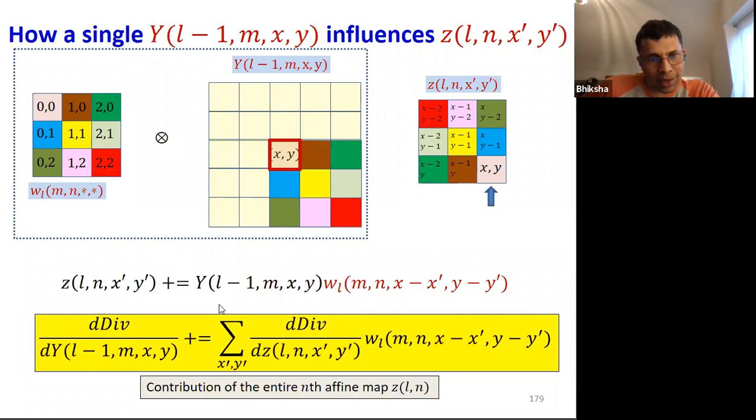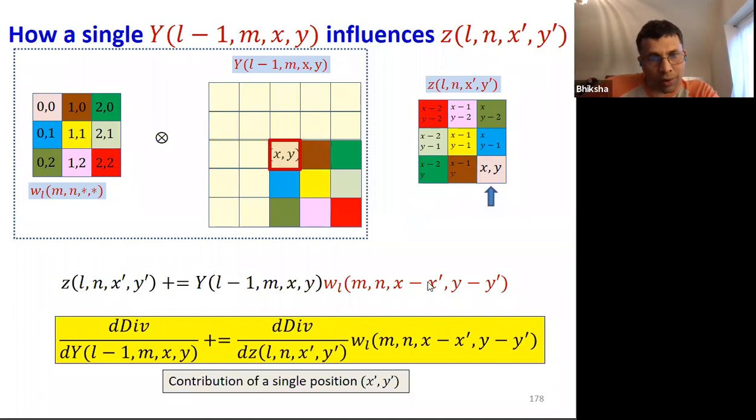And so this is the contribution of a single position, x prime, y prime of the z plane. If I want to get the contribution of a single x prime, y prime to the derivative of xy, that's just going to pick one of these. And the contribution of that one element is going to be the derivative there itself times the weight at the index which you have to add to this location to get here.